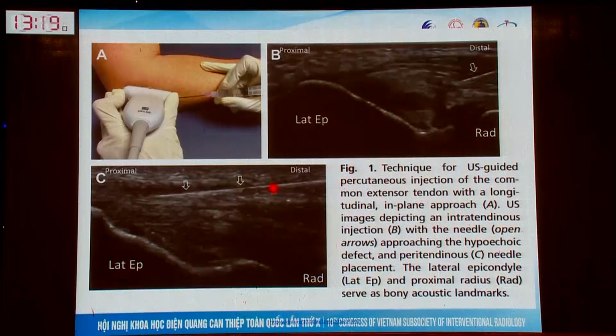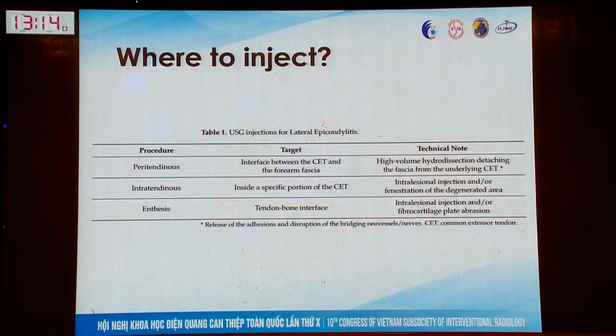And this is another technique for common extensor tendon injection. We call it the peritendinous technique, and I'm going to talk with you about the peritendinous, intratendinous, and enthesis injections. So when we do the intervention for the common extensor tendon or other enthesis, where to inject, there are three types of techniques here. The first one is the peritendinous technique. The target is the interface between the common extensor tendon and the forearm fascia. It is a high-volume hydrodissection detaching the fascia from the underlying common extensor tendon.